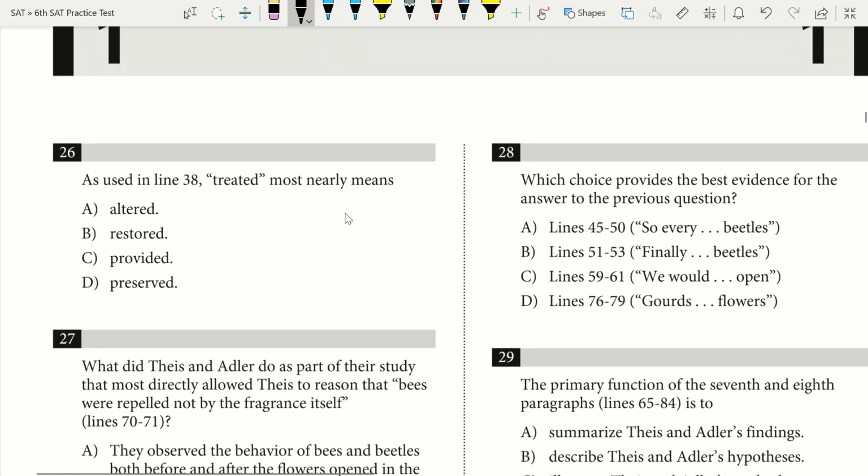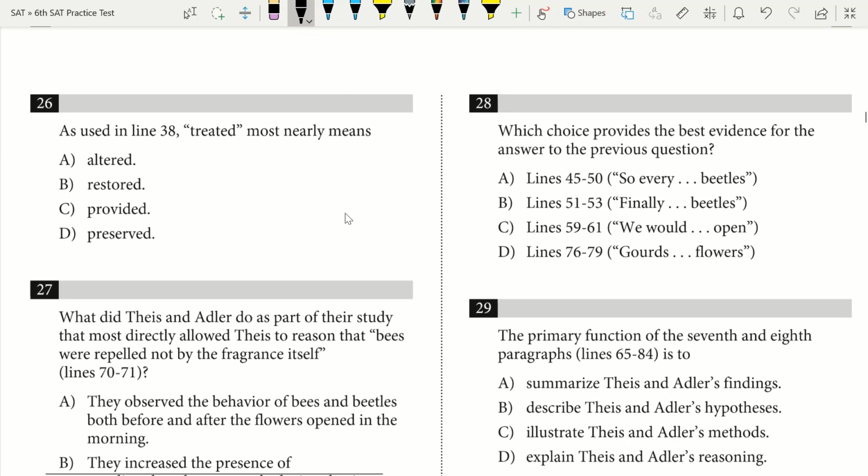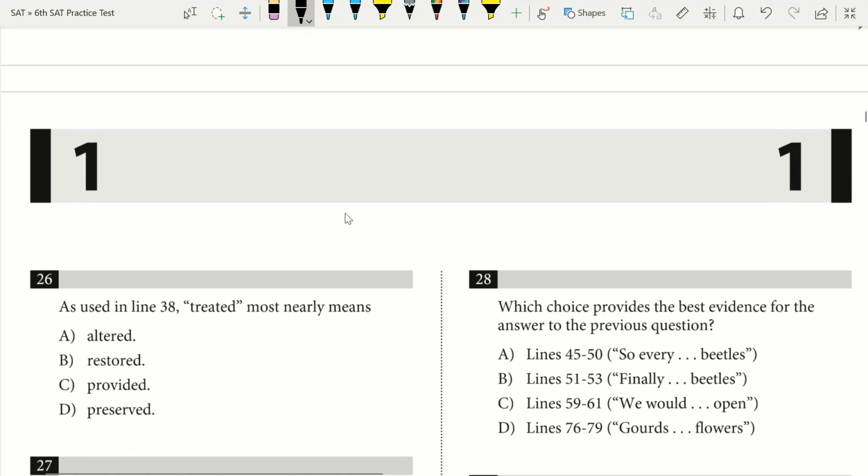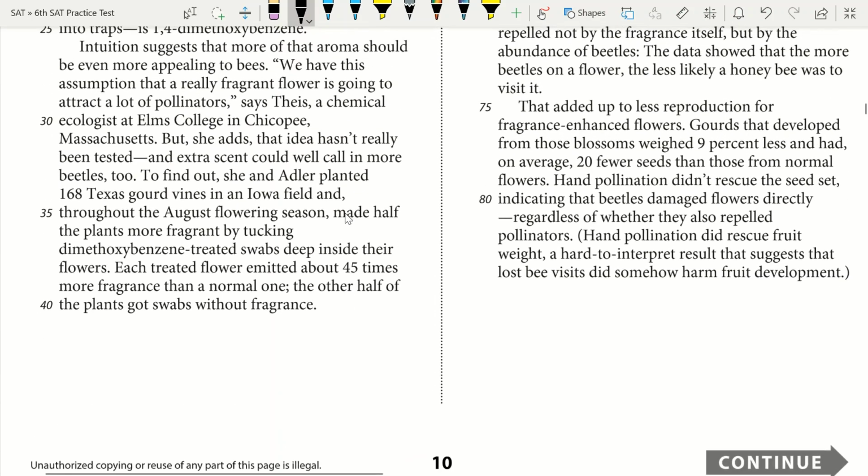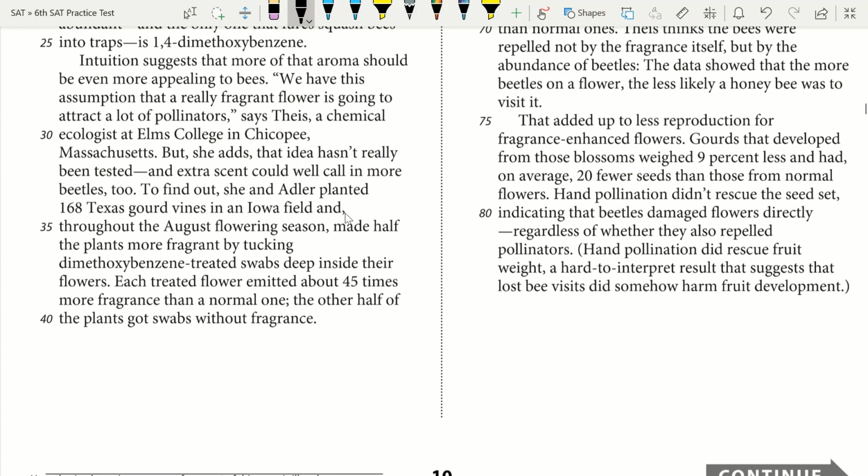All right, 26, as used in line 38, treated most nearly means. Okay, this is a words in context question. We can go to line 38, figure out what it means, and then figure out our own answer choice so we're not swayed between two. So we have each treated flower emitted about 45 times more fragrance than a normal one.